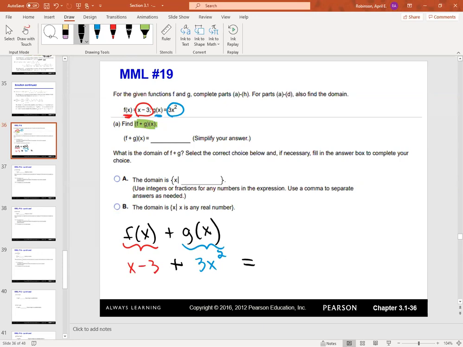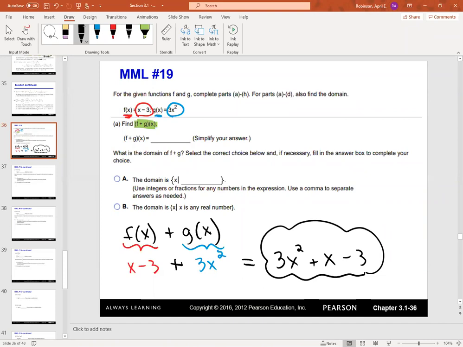Unfortunately, there are no like terms. Since this is a single variable problem, I would put them in descending order, though I don't think Mymathlab cares. All right, so that's the answer that goes in this box. Then they ask you for the domain. Use integers or fractions for any numbers in the expression. Use a comma to separate answers as needed. It looks like they're using set builder notation, not interval. They didn't ask for interval.